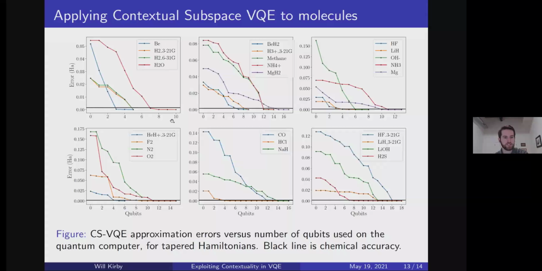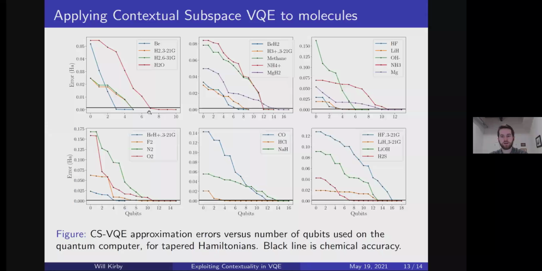The x-axis is the number of qubits used on the quantum computer, and the y-axis is the overall error in the ground state energy approximation. So the leftmost point in each curve is 0 qubits. These are the pure non-contextual approximations. And as we go to the right, we use more and more qubits on the quantum computer until at the rightmost point in the curve, we're simulating the full Hamiltonian using regular VQE. So no classical part left. We're just doing the full Hamiltonian on the quantum computer.